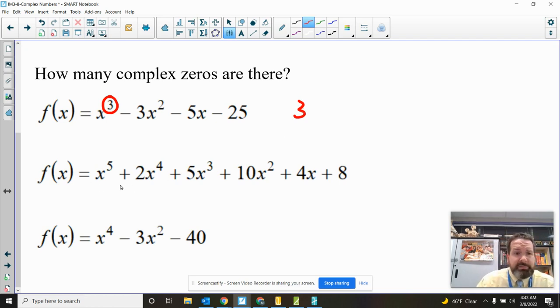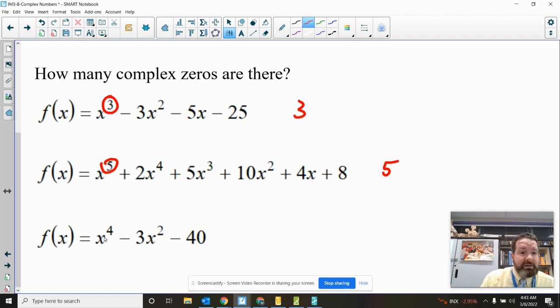Let's take a look at the next one. Don't overcomplicate. Taking a look at my exponents, the biggest one is 5. This one has 5 roots. Now, it could be that some are real and some are imaginary. It could be that some are multiplicity roots, like maybe one shows up more than once, but if you add them all up, if you count them all, there's going to be 5 of them in the end.